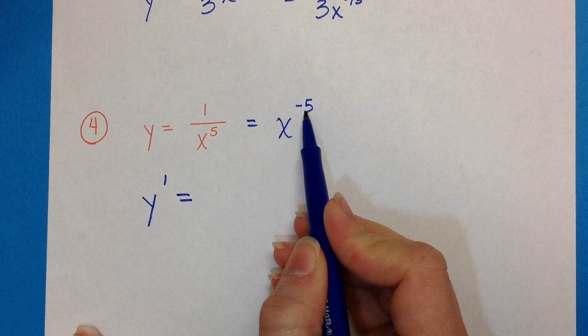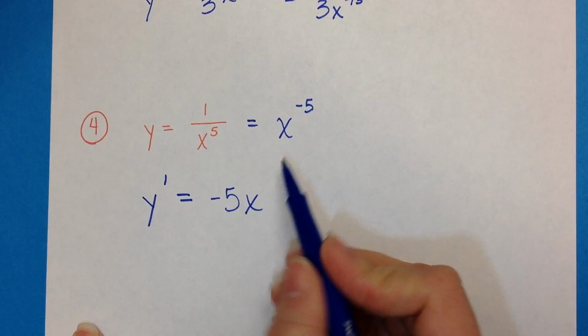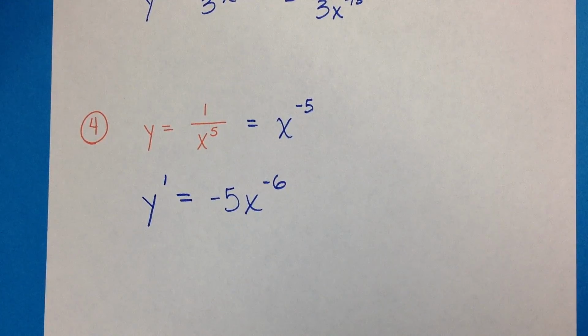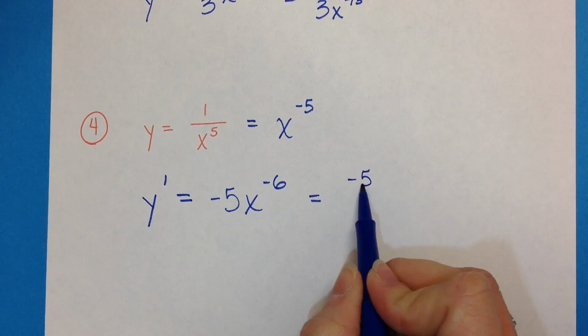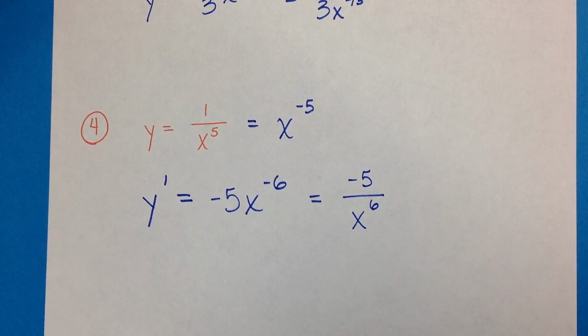Okay, so your power is -5, so you bring that to the front, and you decrease your power by 1. So -5 minus 1 gives you -6. And just like the previous problem, you do need to rewrite this so that you have a positive exponent. So that would be -5 divided by x to the 6th power.